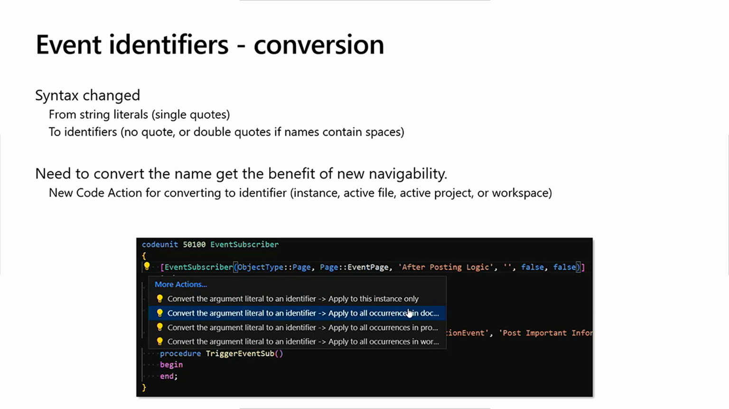So how do we change this? It's quite easy. We made a code action for you, so it's pretty simple. You just have to change the string into an identifier, and then you're done. You can do that using the code action, and you can choose to do it for all your subscribers in the current document, the current workspace, project, you name it. Very easy.